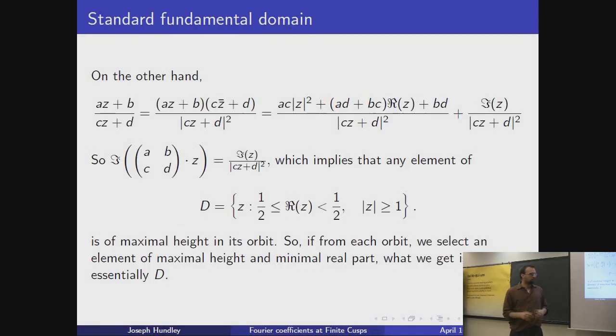Now it contains two points from a lot of orbits, because if you have a point in your orbit where the real part is negative a half, translating it by 1, you get the point in the same orbit whose real part is positive a half. And if you have a point that's on half of the unit circle, then if z is on one half of this arc of the unit circle, then negative 1 over z is on the other arc of the unit circle.